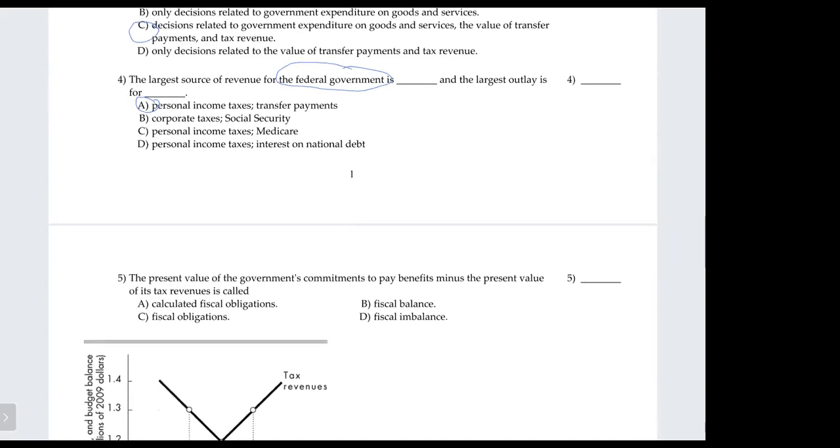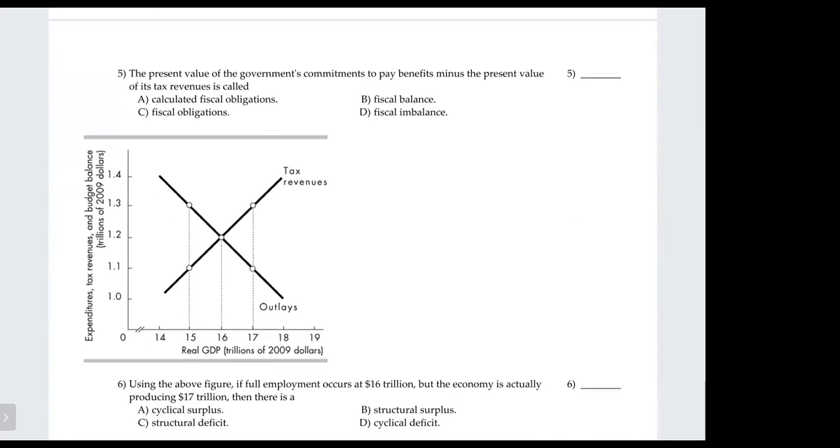modern economies. 5. The present value of government commitments to pay benefits minus the present value of tax is called fiscal imbalance. Right? So actually we talk about the implicit liability. These are benefits they must pay or have promised to pay. Okay? It's called implicit liability. And then the present value of tax is all the tax revenue they can generate. Okay? And the difference is called fiscal imbalance.